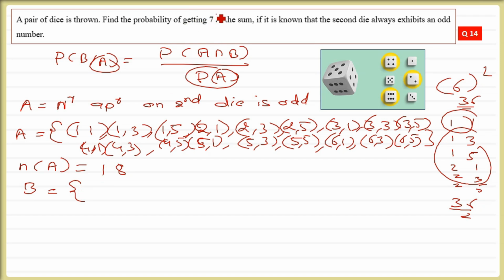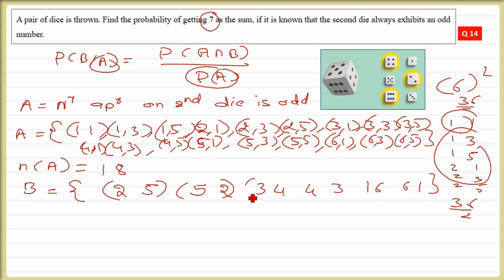Now the probability of getting 7 as the sum is the B set. So first (2,5), then (5,2), then (3,4), then (4,3), (1,6), (6,1). So all these which you see inside the brackets, the sum will be 7. So they are making 7, and since we are taking care of both the dice, anyone can have certain numbers and that can be reversed also to get a 7.